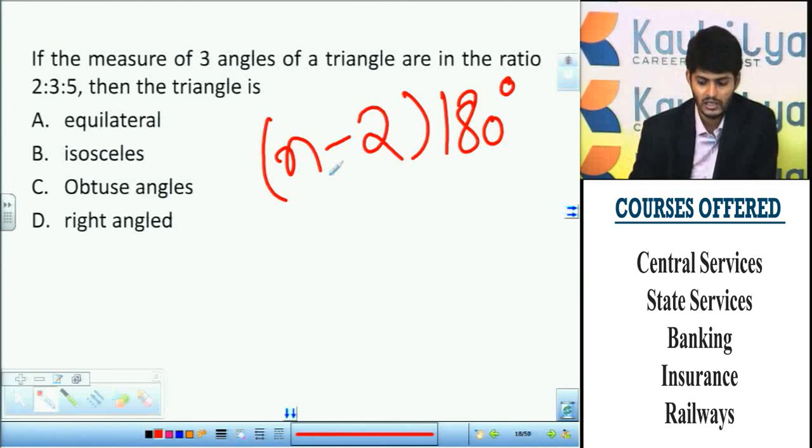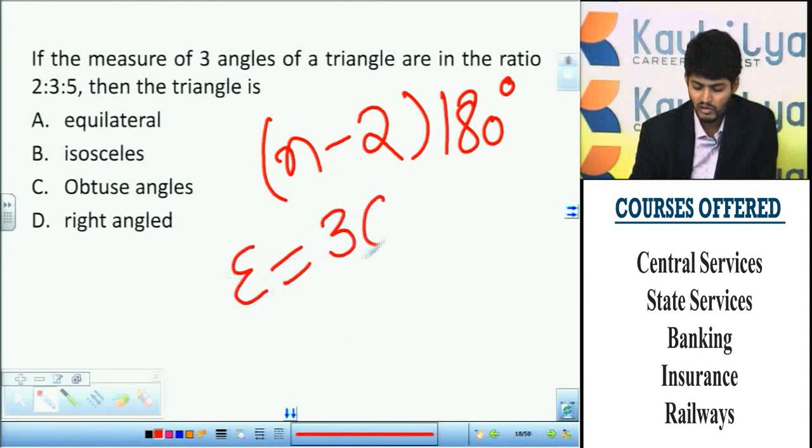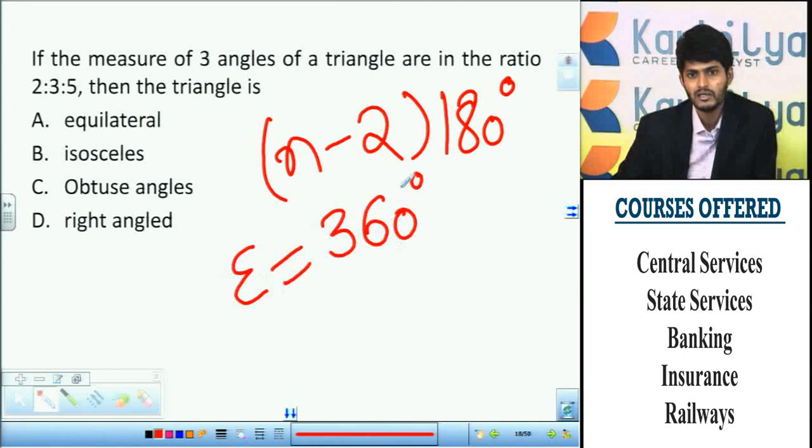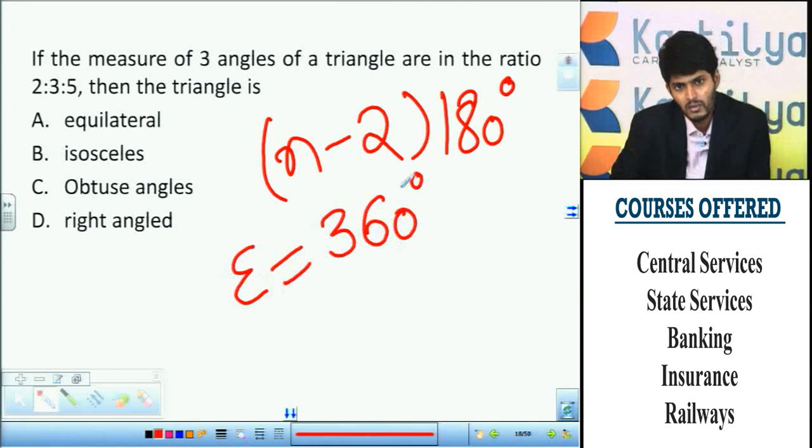Suppose I want to calculate the sum of exterior angles of any polygon. Irrespective of the number of sides, the sum of exterior angles of any polygon would always be 360 degrees. So whether it is a triangle or a square or any parallelogram, or if you take a heptagon, nonagon, decagon, it will always be 360 degrees. And remember, we are dealing with polygons in our subsequent problems.